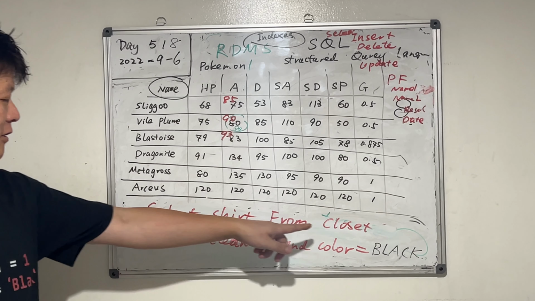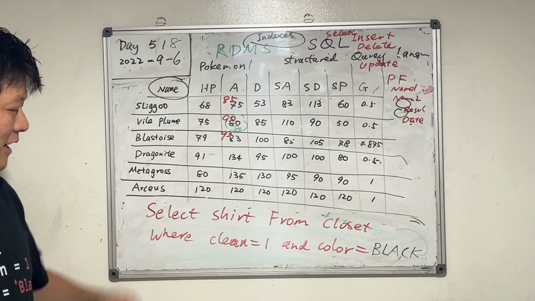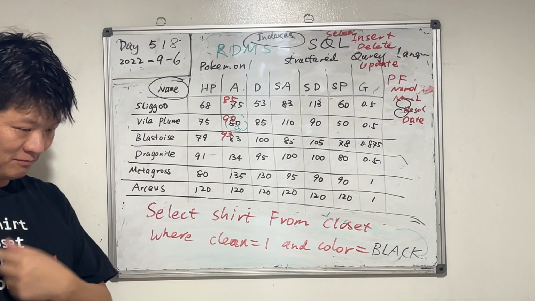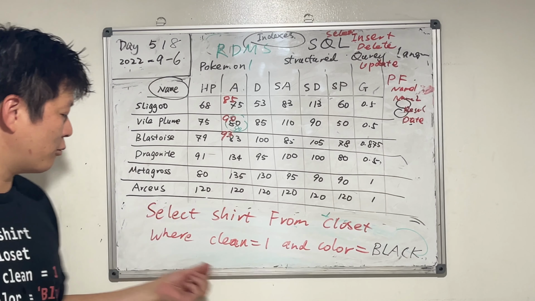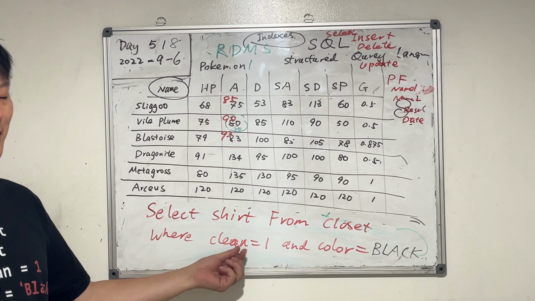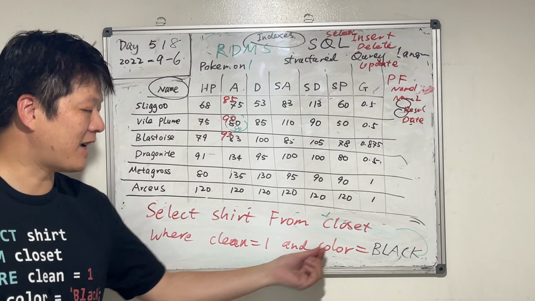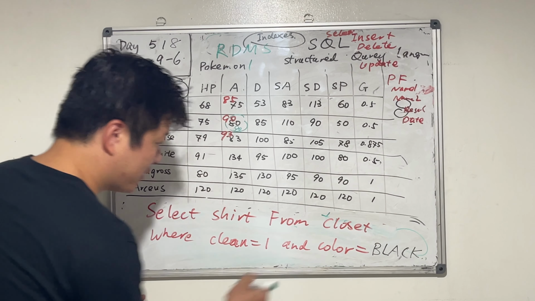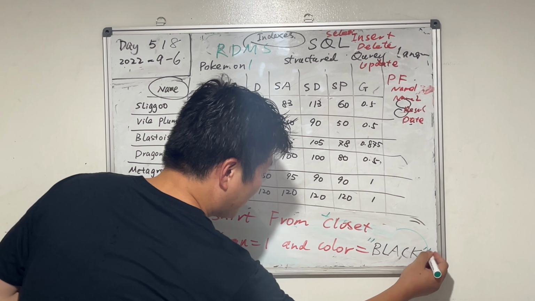Select shirt from closet where clean equals 1 and color equals black. Select something from somewhere where conditions. Clean equals 1 means it's clean. Clean equals 0, not clean, dirty. And color equals black. So we probably have to give a black. This is the constant string.